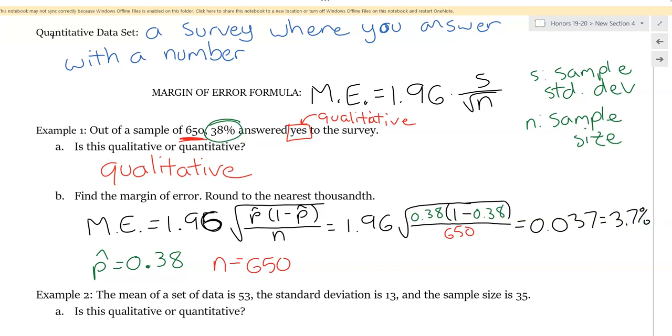Which is actually 3.7%. What this margin of error means is that in my specific sample, 38% said yes. But if I take other samples, I could be off by up to 3.7%. So if I take another sample, I could easily get 3% more, 41%, or 3% less, 35%. So I believe 38% is correct, but it could be off by about 3.7%.